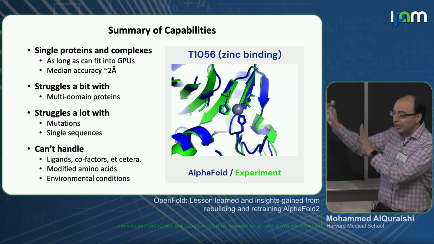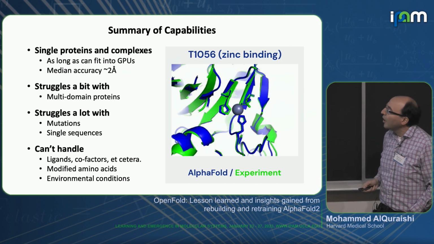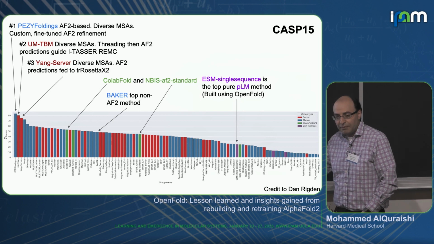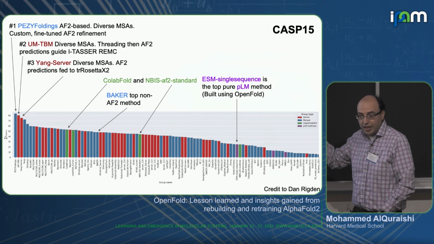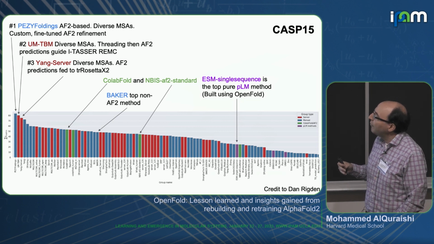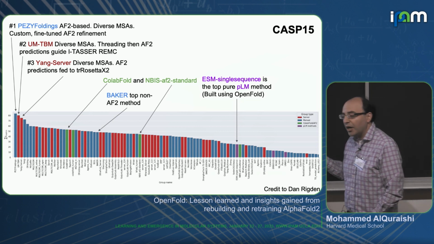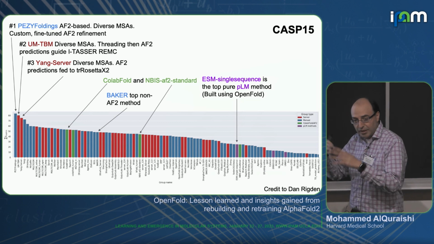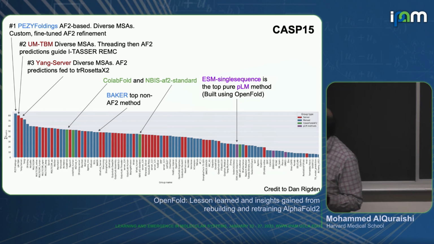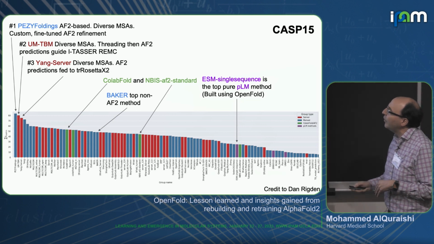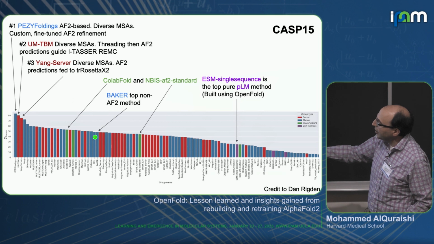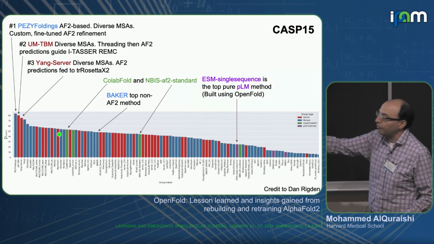So those are some of the current limitations, right? Having said that, Cas15 just happened. This is the next iteration after the one that AlphaFold2 debuted in. And there's actually been quite a bit of progress since then, primarily in complexes, how well you can predict structures of complexes. These are all the methods, and essentially higher is better here. But the takeaway I want to note is that from here on up, all those methods were AlphaFold2 based, right?